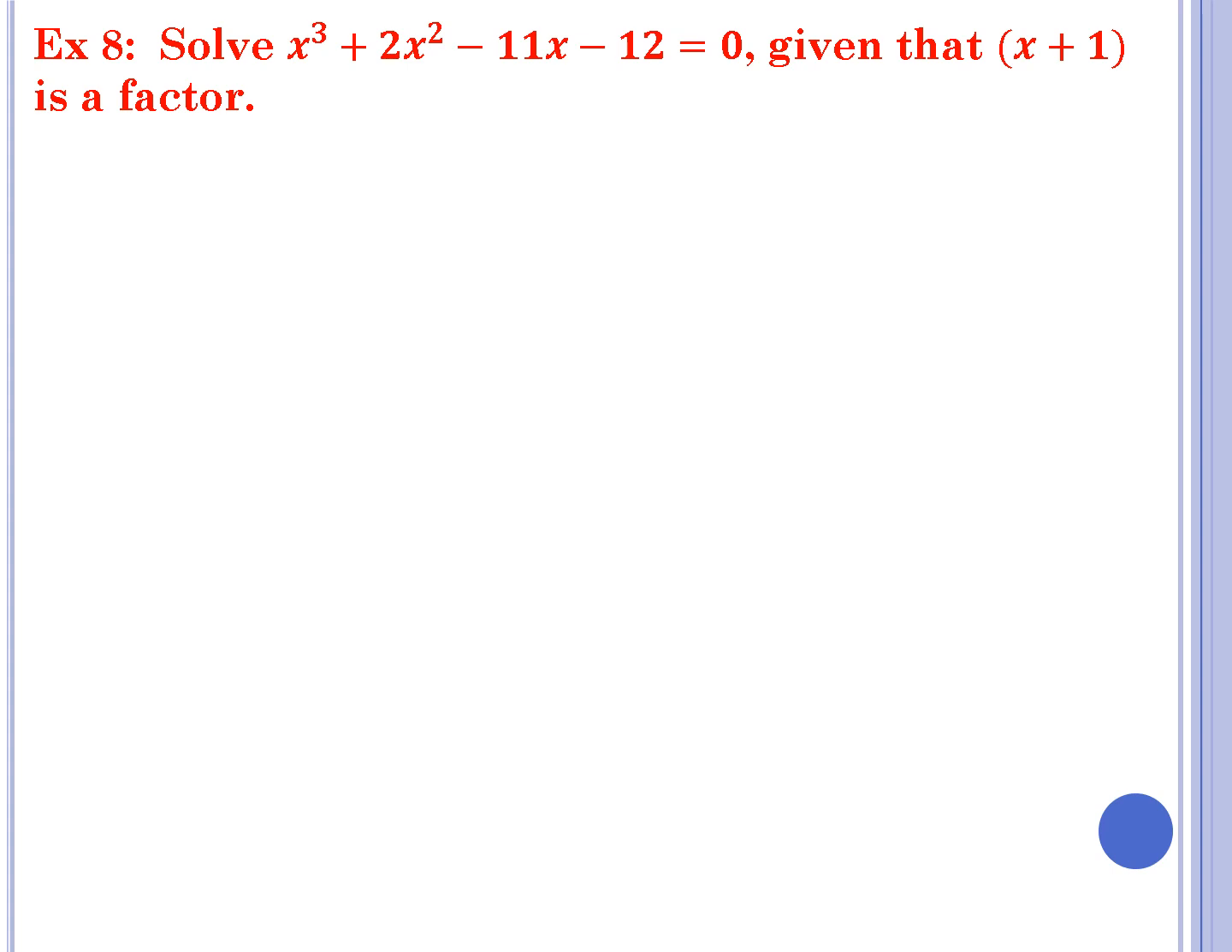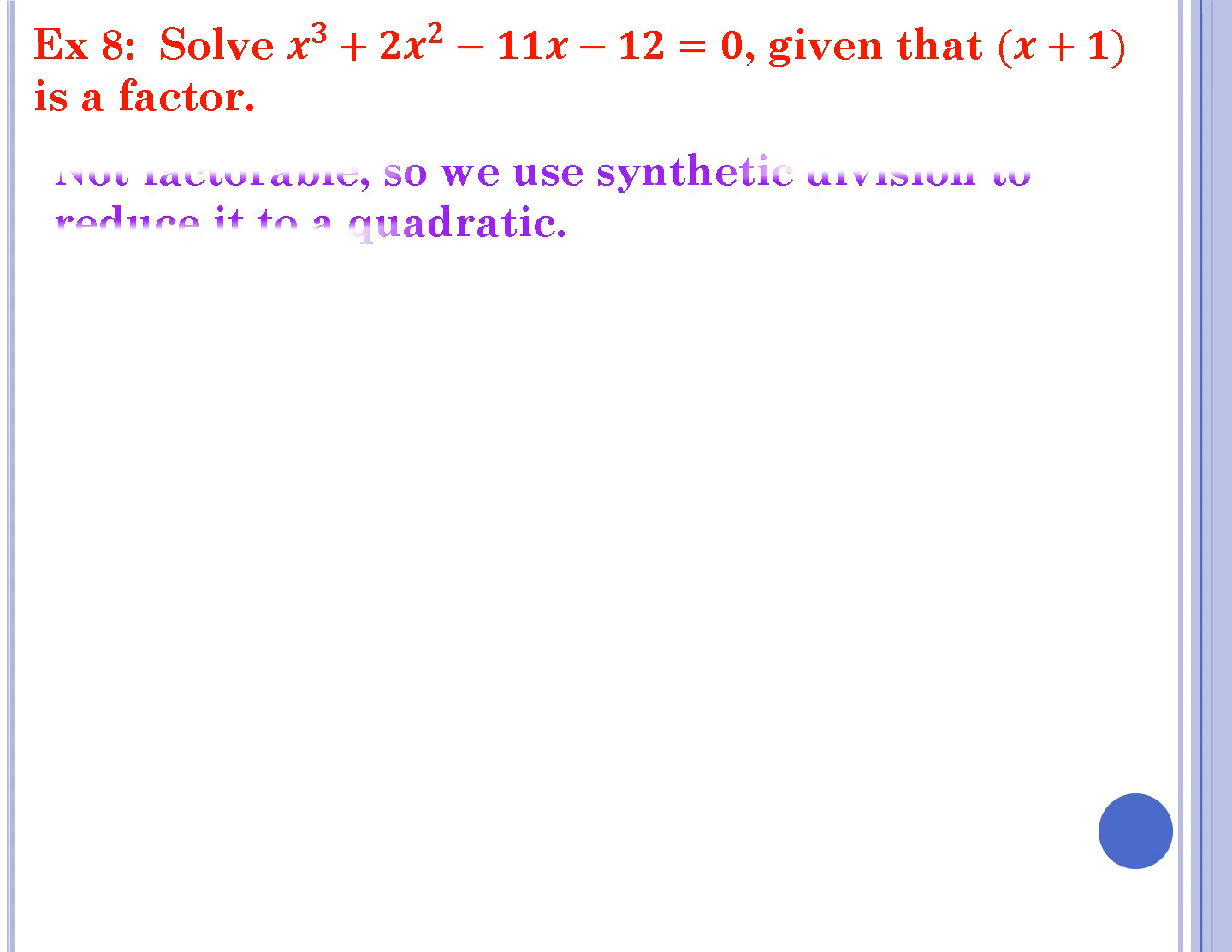So basically, we're going to do synthetic division because we already know x plus 1 is a factor. I'm looking and I go x cubed, x squared, x, constant. Awesome. What I have to do, and we know it's not factorable, so I'm going to use synthetic division to reduce it to a quadratic. Because remember, if I start with x cubed, then it knocks it down to an x squared, and I know how to handle a quadratic.